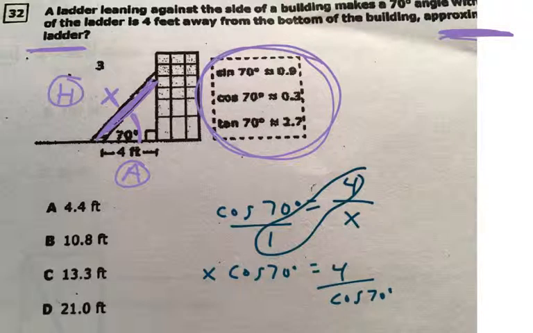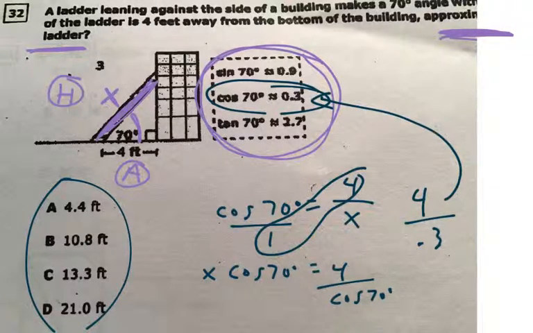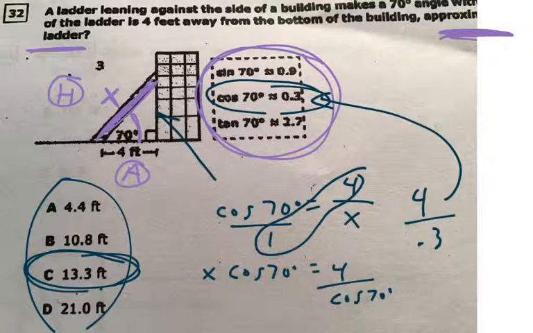Now, normally I would really want you to do that on the calculator. But we're going to use what's given here so we can find the right answer over here better. So if you do 4 divided by 0.3, because that's what the cosine of 70 is, you will get 13.3 feet. Okay? Now, guys, if they wanted how high the ladder reached, you would have used tangent and gotten instead the 10.8 feet. Okay, so I just want to clear up just in case I did the wrong problem there.